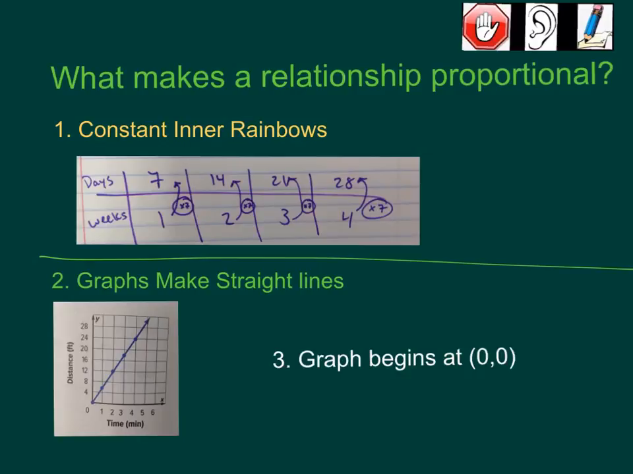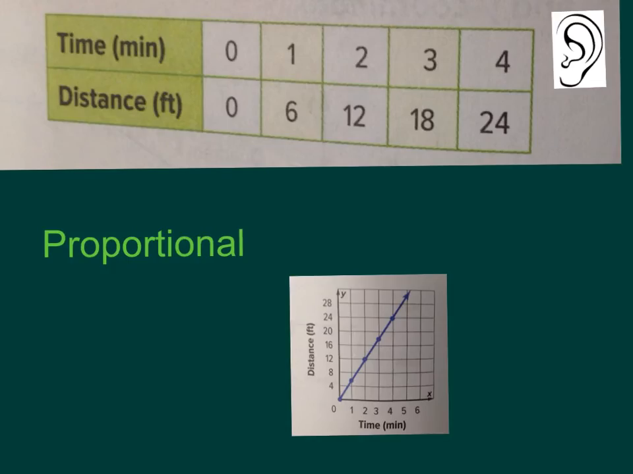So those three things make graphs proportional. Constant inner rainbows, and if you have a graph, then it's got to make a straight line, and it has to begin at 0, 0. Let's look at a quick example. This one you're just listening to, this is a proportional relationship. We're going to look first at our table.